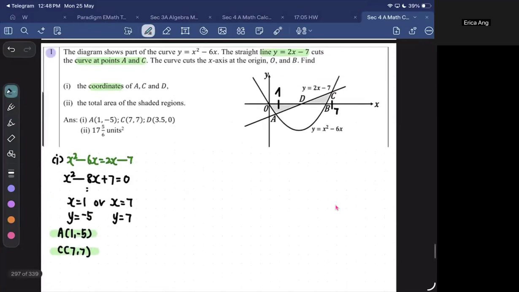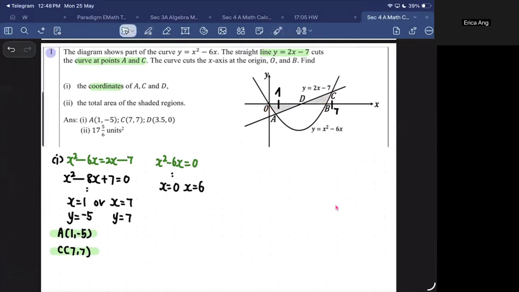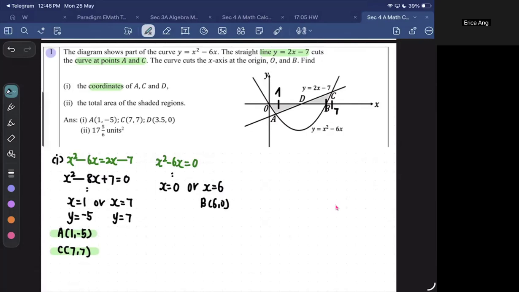Then after that, what's the next one here? I need to find B. B is when the curve cuts the x-axis. So that means for x squared minus 6x, I'm going to let y be 0. When I fast forward again, I'll get x equals to 0, x equals to 6. So this is the 0 and this is the 6 here. So we have B, which is 0, no, wrong, 6 and 0. So this one here is 6. Then after that, all done already. So these three are all settled already.